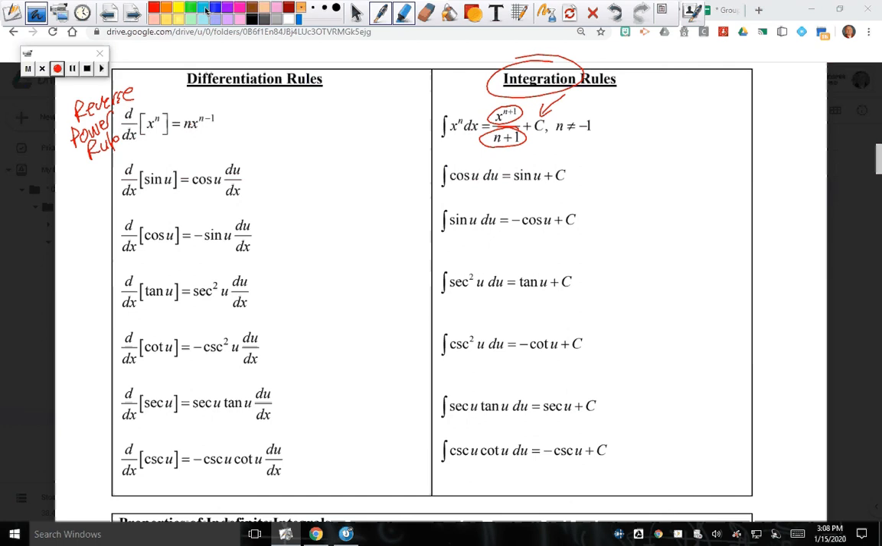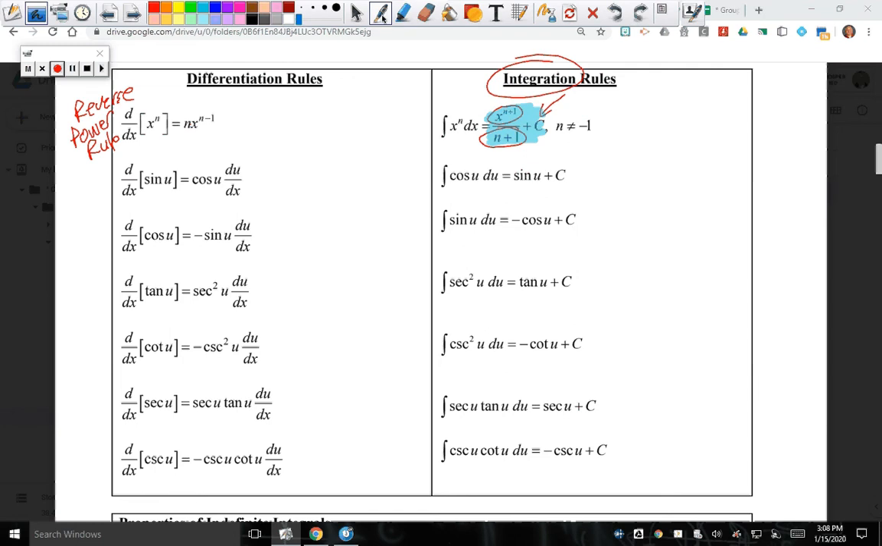Now look. Why does it say that n cannot be negative 1? I can't divide by 0, right? This right here is called my answer, aka my integral, aka my antiderivative, aka my F of x plus C. Right? My F of x is equal to something plus C. My function plus C.